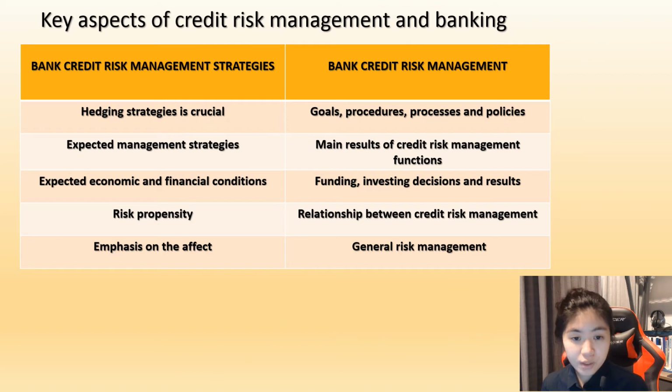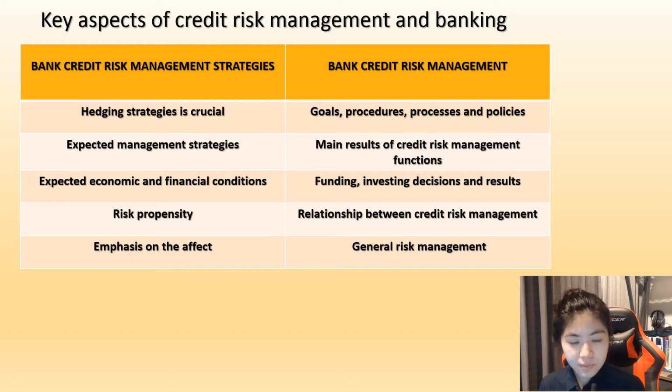There are a few key aspects of credit risk management in banking. An adequate disclosure on hedging strategy is crucial for assessing whether a bank is really protected against credit risk. The explanation of bank credit risk management strategy requires the disclosure of expected management scenario, expected economic and financial conditions, risk propensity, and emphasis on how credit risk can affect bank management decisions and performance.